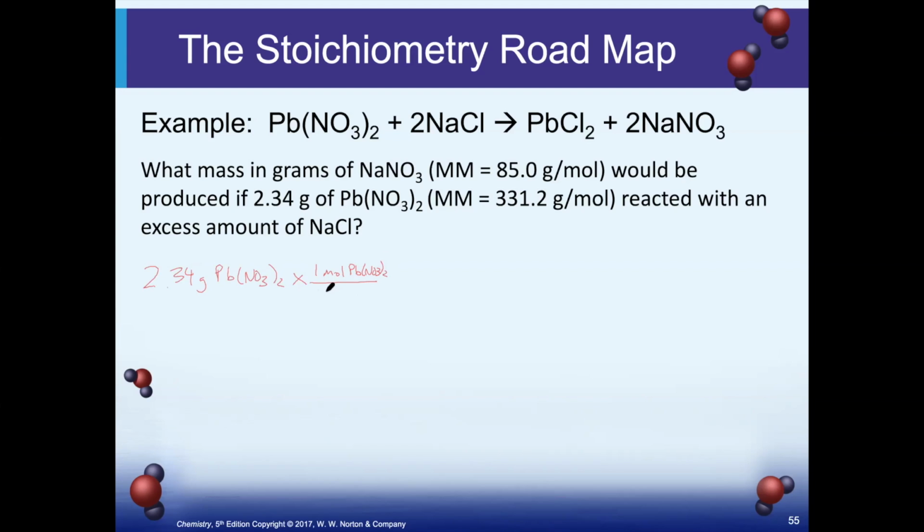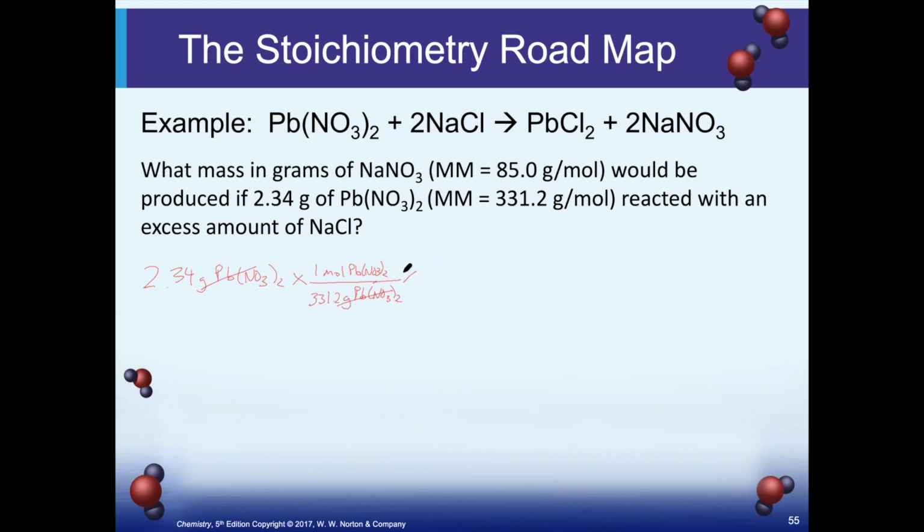And I know it's a pain in the butt, but I really do recommend writing out the full unit so that you can see things cancel. And so from that molar mass, I can see what that mass is. So 1 mole of lead nitrate is 331.2 grams of lead nitrate. Okay. So right now, grams of lead nitrate over grams of lead nitrate cancel. So right now I'm in units of moles of lead nitrate.